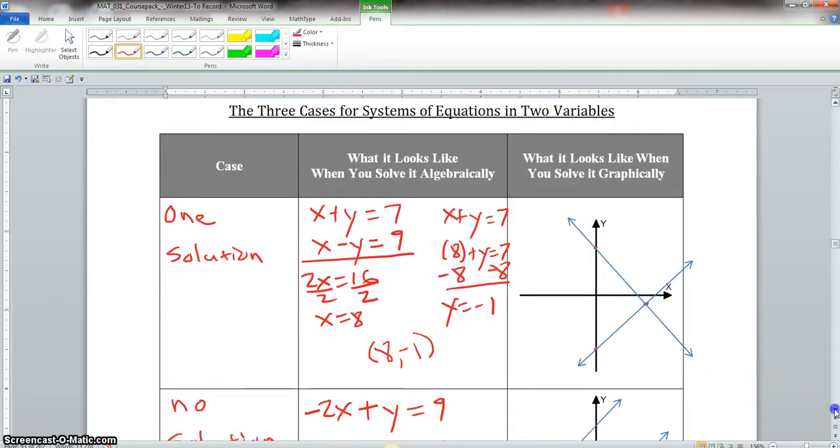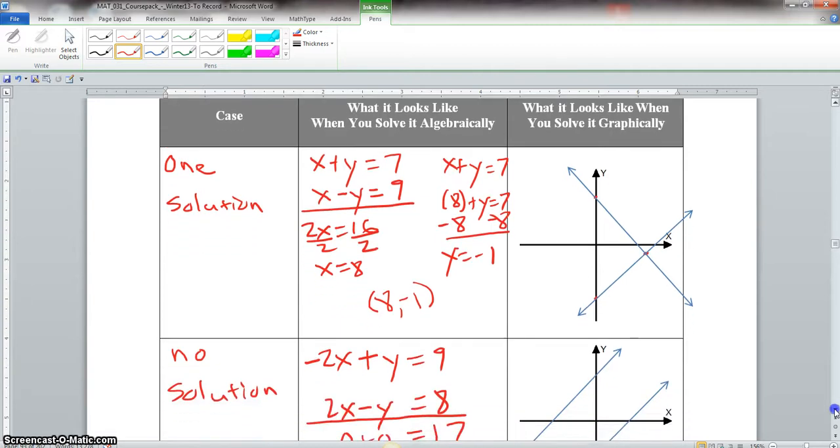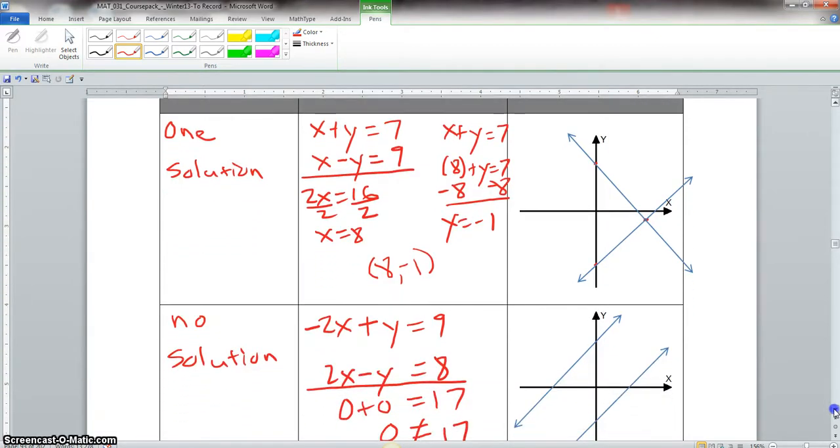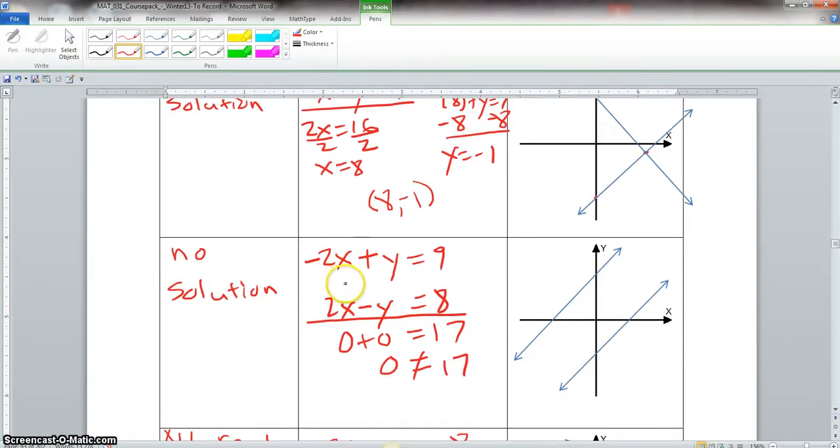Okay, now we go here to the next case, no solution. Okay, no solution. I did it like this. I used the elimination method again, and I had -2x plus y equals 9 and 2x minus y equals 8.